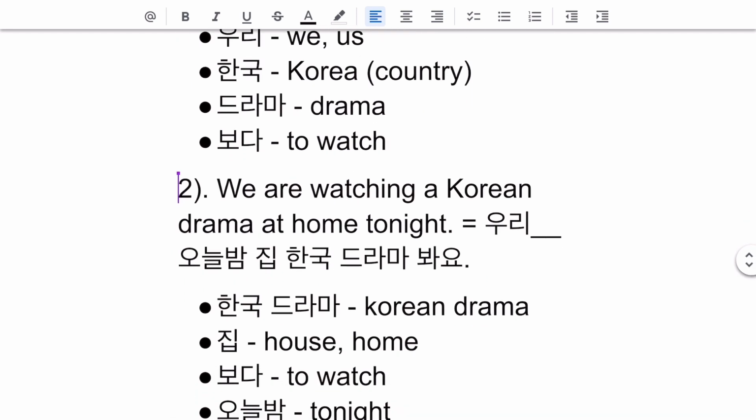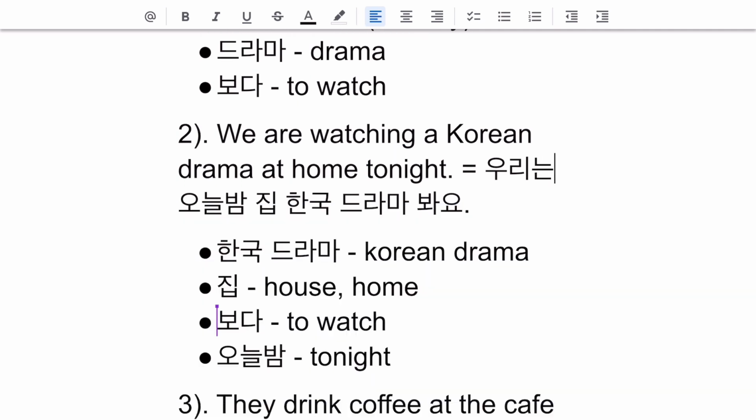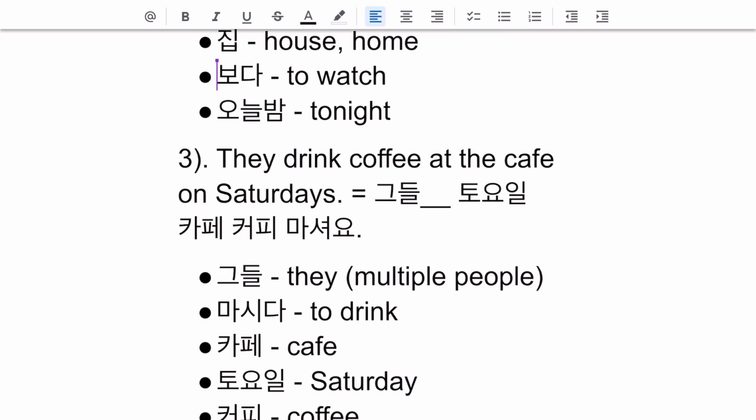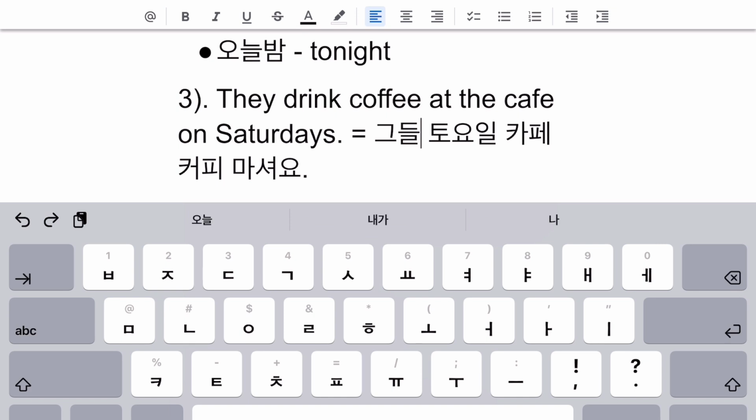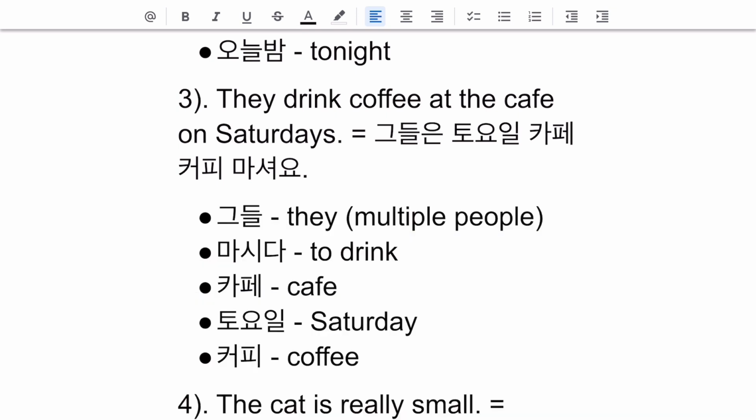Next one, we are watching a Korean drama at home tonight. This is the same thing, but I wanted to make the sentence a little bit longer. Which particle do we use? 는, once again. 우리는. We have we, tonight, home, Korean drama, watch. 우리는 오늘 밤 집 한국 드라마 봐요. Number 3, they drink coffee at the cafe on Saturday. So they, Saturday, cafe, coffee, drink. Which particle? 그들은. Good. 그들은 토요일 카페 커피 마셔요.